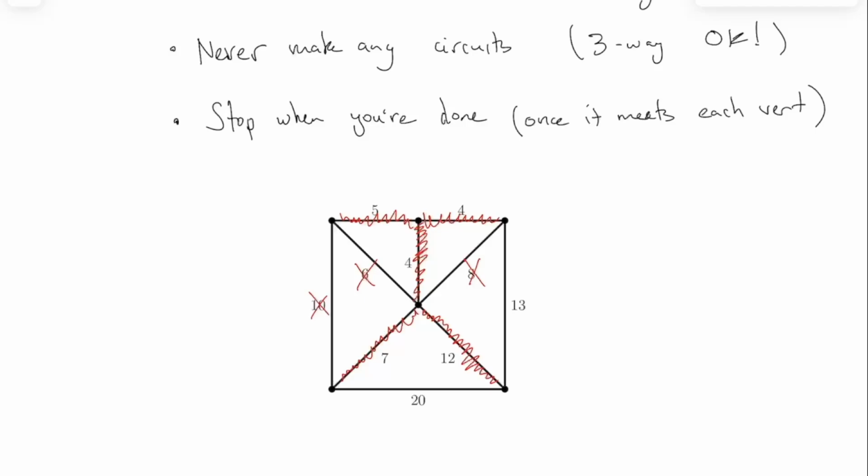Around this time is when you start to wonder, am I actually done? This is the step I said: stop when you're done. Once the tree that you've drawn meets every vertex, that means you're done. And actually, I am done at this point. All of the vertices are now part of the tree at some point, and so I'm finished. Even if you didn't realize you were finished, the next step would be to consider the 13, but the 13 makes this circuit here, so you could X that out. And then I would consider the 20, but that makes this triangular thing, so I X that out. And now everything is either X'd or chosen, so I must be done.